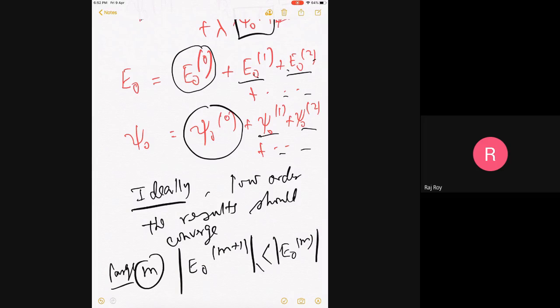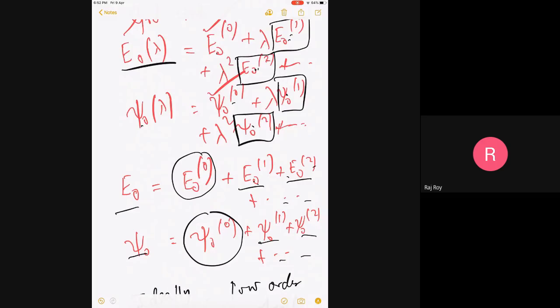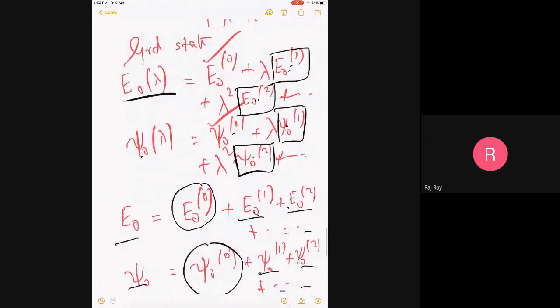Are there any questions you can ask? This would now mean my task will be to find out each of these. If I know this, I know everything. And I can construct E naught, psi naught in orders of perturbation. And I already told that I will call this first order, this second order, signifying that this is multiplying lambda to the 1, this is multiplying lambda to the 2, and the same thing in the wave function.